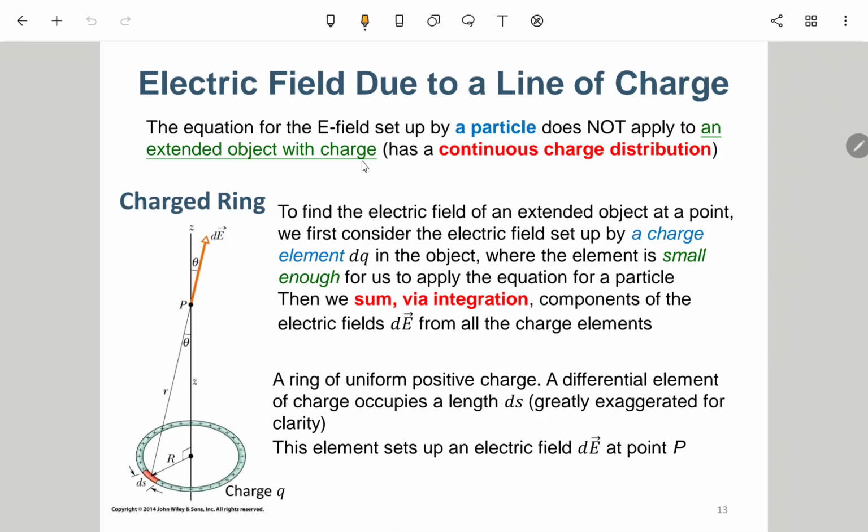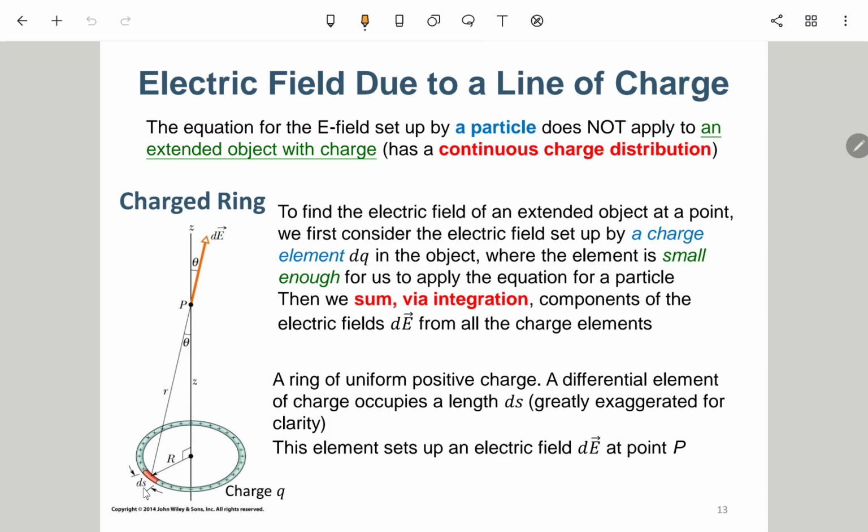So here we will start to have something more difficult, because we will try to make use of calculus to calculate the E field generated by some special structure. Okay, so here is the first one: the electric field due to a line of charge. 这是一个线的电荷。 Okay, and more specifically, this is actually a charge ring.